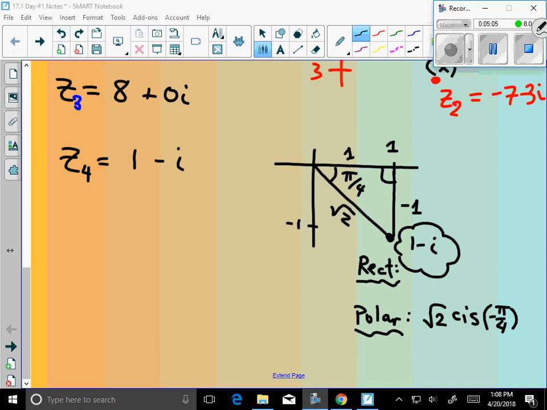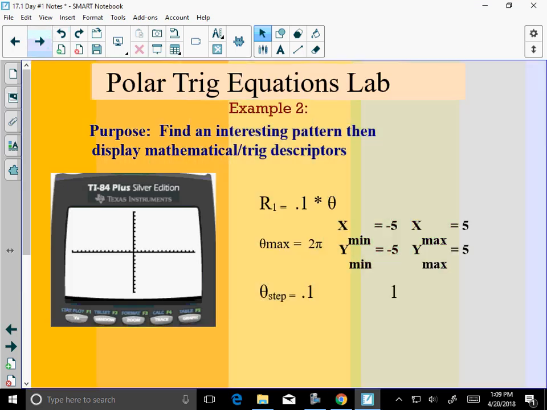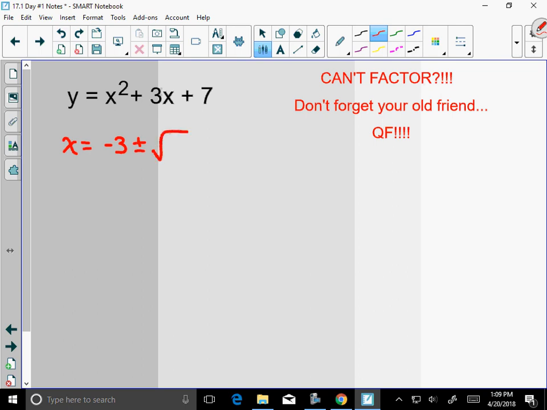Today, this is a lab that we may or may not do. I'm going to skip this for now. Where do imaginary numbers come from? They come from parabolas or polynomials that never cross the x-axis. So if I can't factor this polynomial, then I use the quadratic formula. The quadratic formula tells me x equals negative b plus or minus square root b squared minus 4ac, all over 2a.